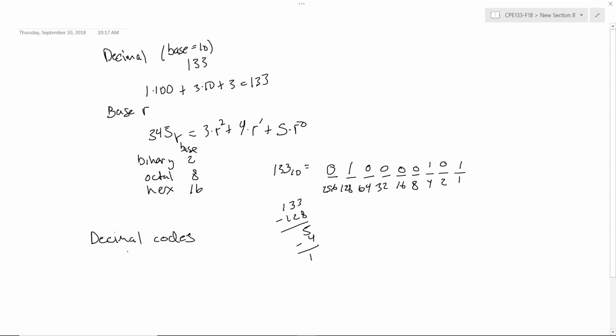And in this case, each digit in, say, the decimal number is represented independently. So one decimal code that we're going to see and use a lot in the coming weeks is binary coded decimal, which takes each digit in the decimal and encodes that with 4 bits in binary.